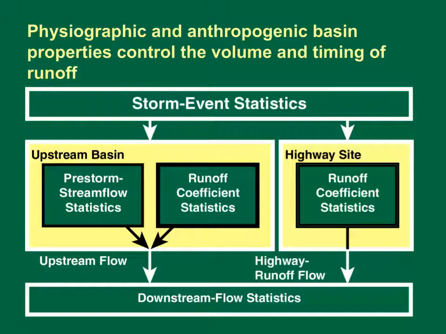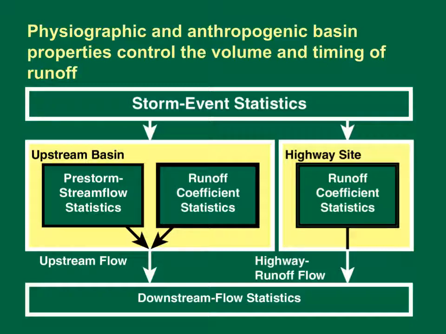This diagram shows the components of upstream flows and highway runoff flows that combine to define the downstream flow statistics. The physiographic and anthropogenic basin properties affect the upstream pre-storm flow and the storm flows from the upstream basin and the highway site. The latitude and longitude determine the storm event and pre-storm flow statistics. The drainage area determines the amount of precipitation and streamflow that are generated for each event. The basin length, slope, and the impervious fraction or Basin Development Factor are used to calculate the timing of runoff from the upstream basin and the highway site.